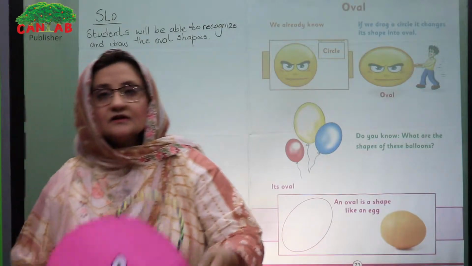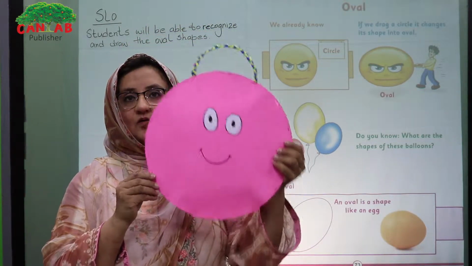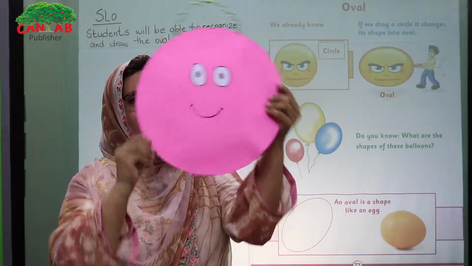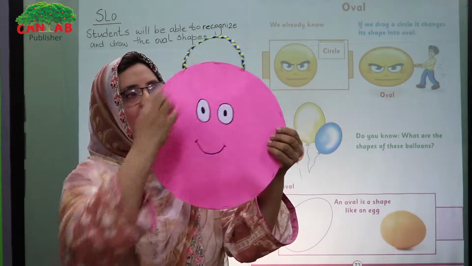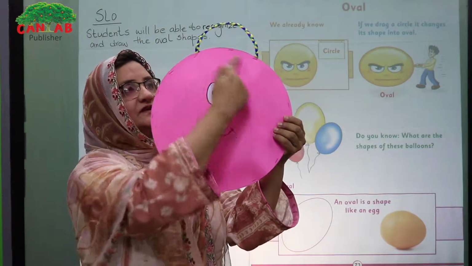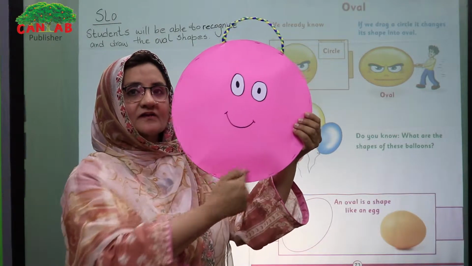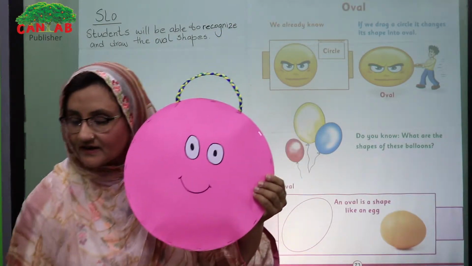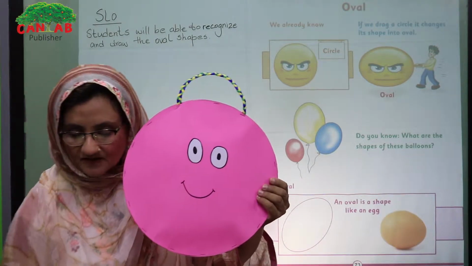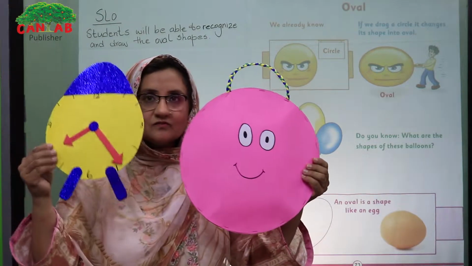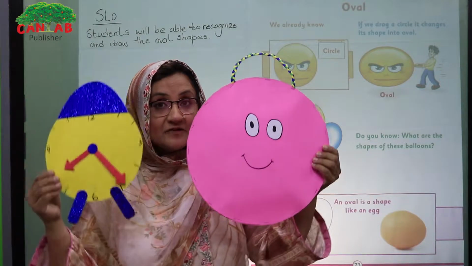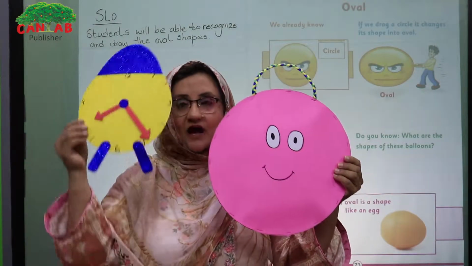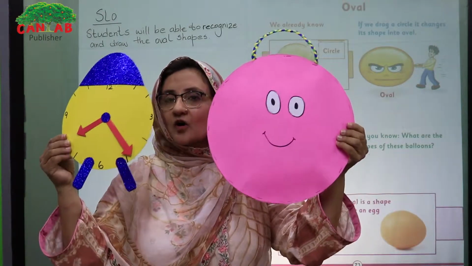Students, look at here. What is this? What is the name of this shape? This is a circle, and a circle goes round and round. And look at here, what is this? It's an example of a circular shape, a clock.